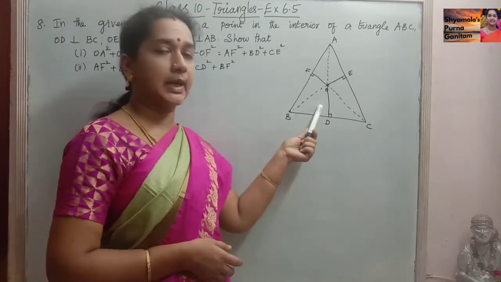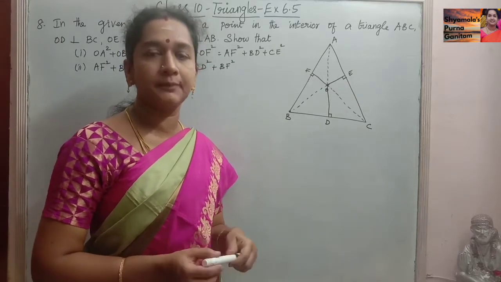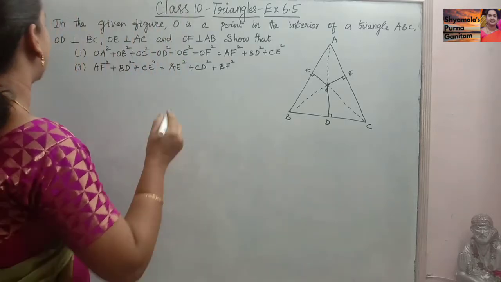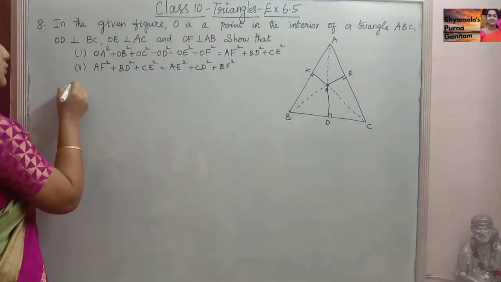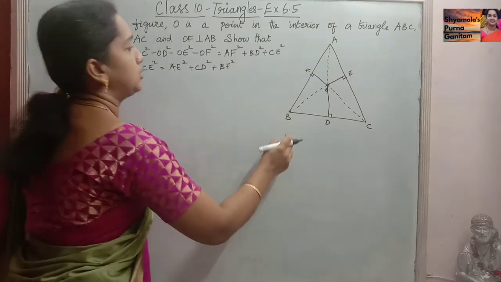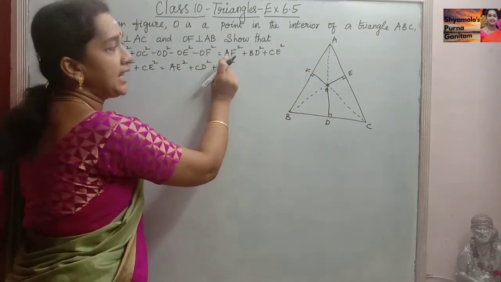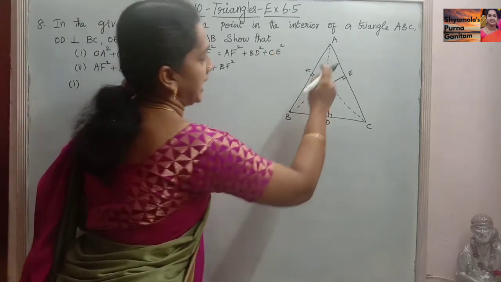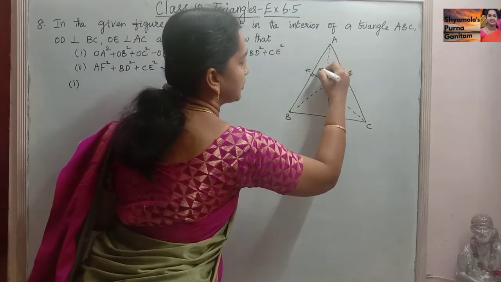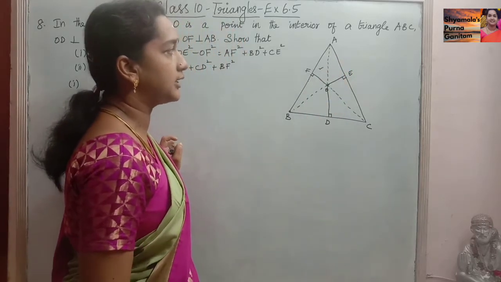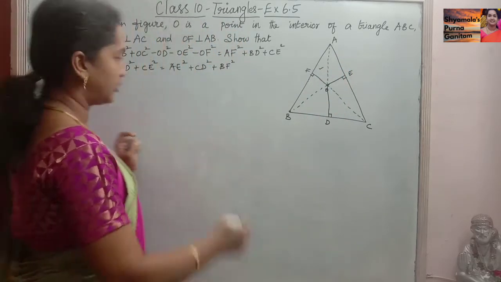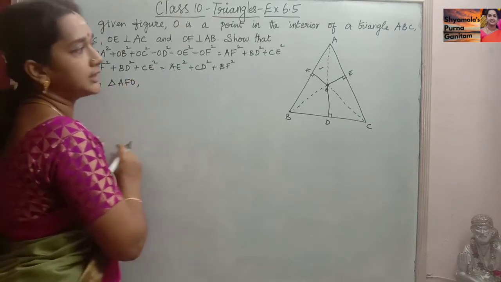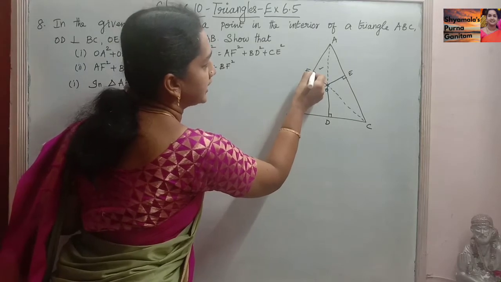Since these are right angle triangles, we will use Pythagoras theorem. With the help of the Pythagoras theorem, we will prove the result. First proof: here we need AF squared plus BD squared plus CE squared. AF is this side, so we will take triangle AFO. In triangle AFO, this is a right angle.